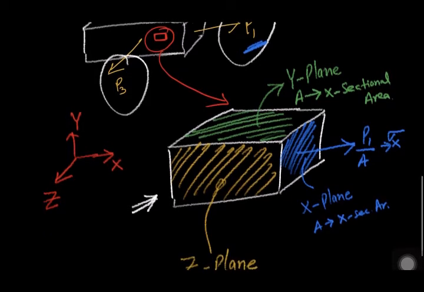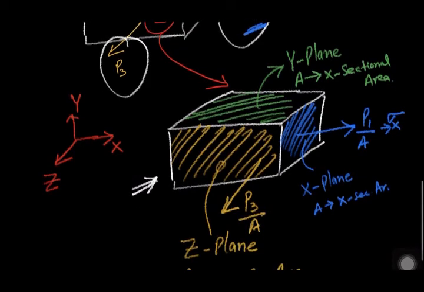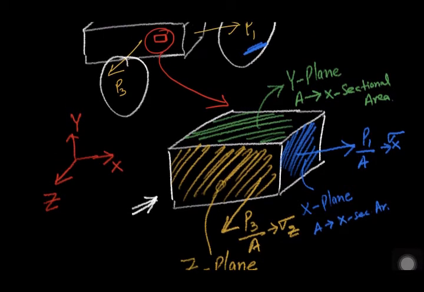Again we will be having P3 over A. This A is this A. This will lead to normal stress sigma z. Normal stress is a stress acting normally, that is, perpendicular to the plane. So this is sigma z, the normal stress in the z direction. And again we will be having P2 by A, which will lead to a normal stress in the y direction.